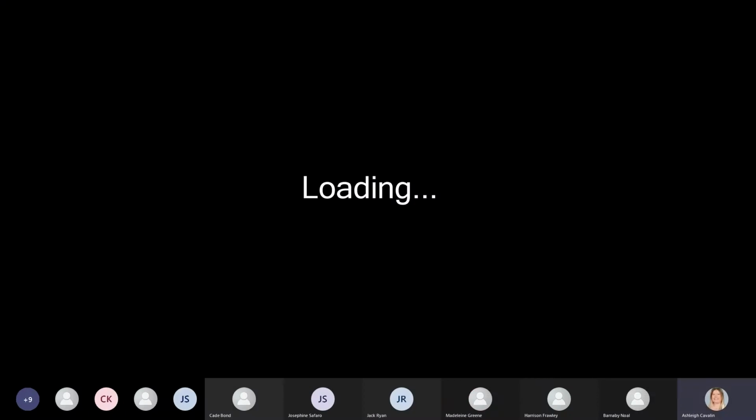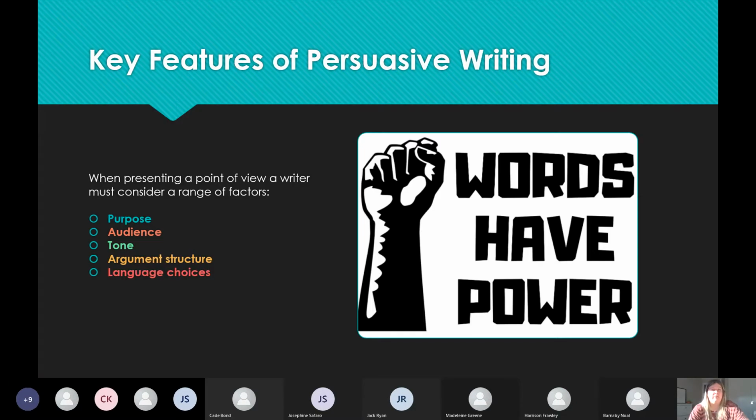So, what are the key features of persuasive writing that we are really looking for in an oral presentation? You have to consider a range of factors. As I said before, this is not a research project. This is persuasive writing. You will need to have a clear purpose, a specific audience. You must consider your tone.